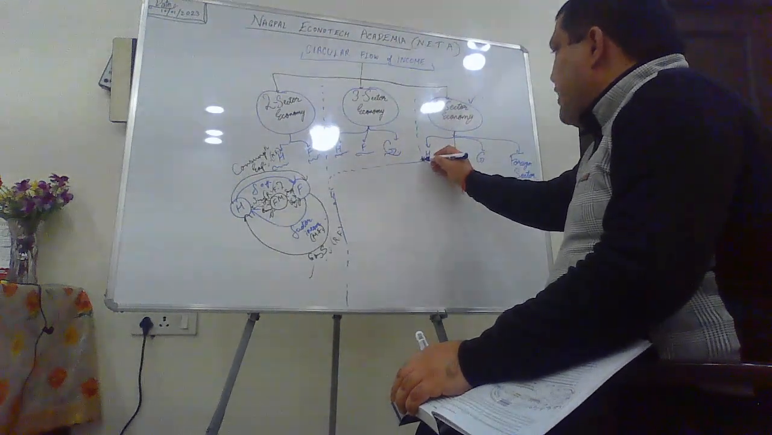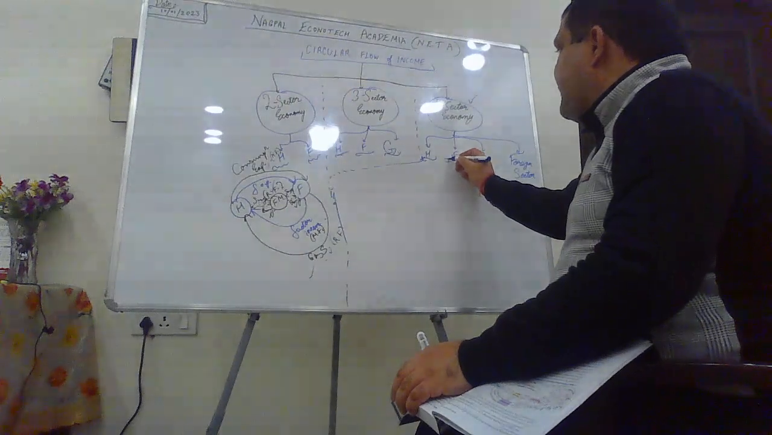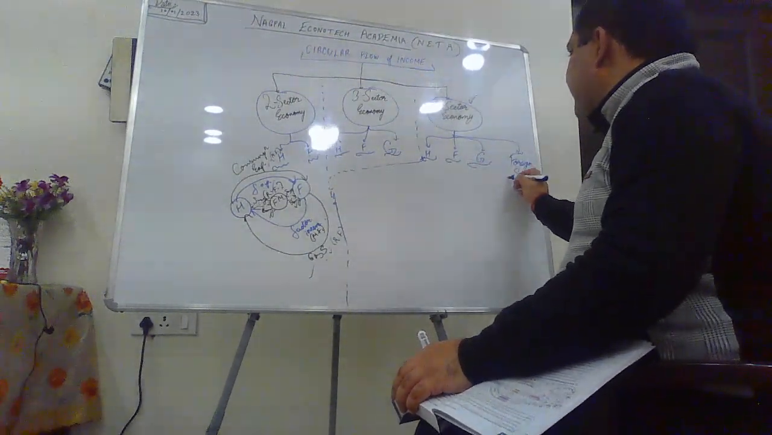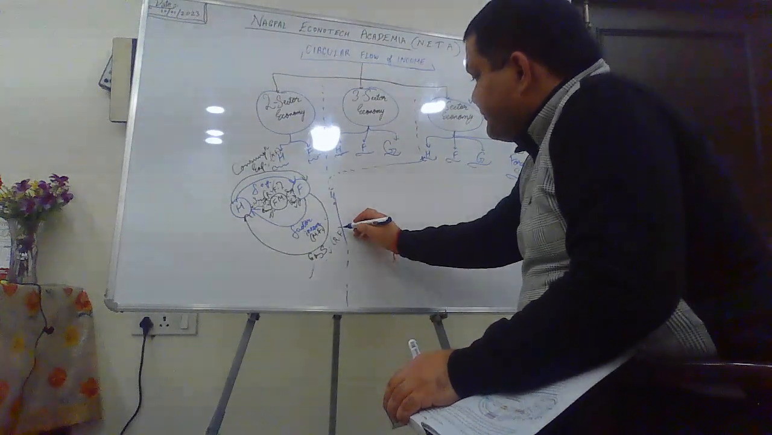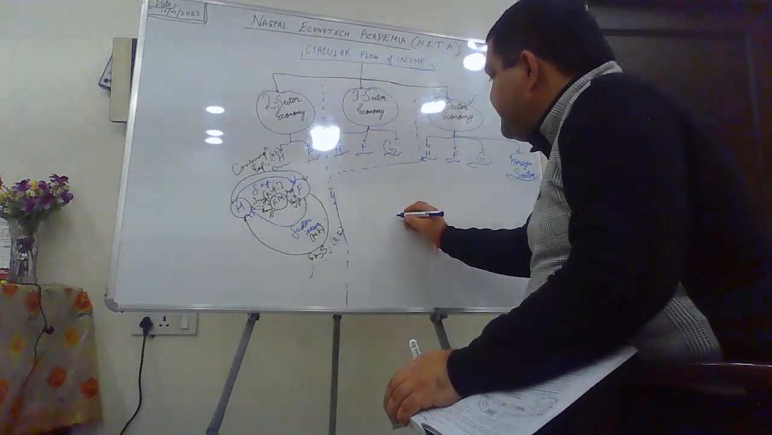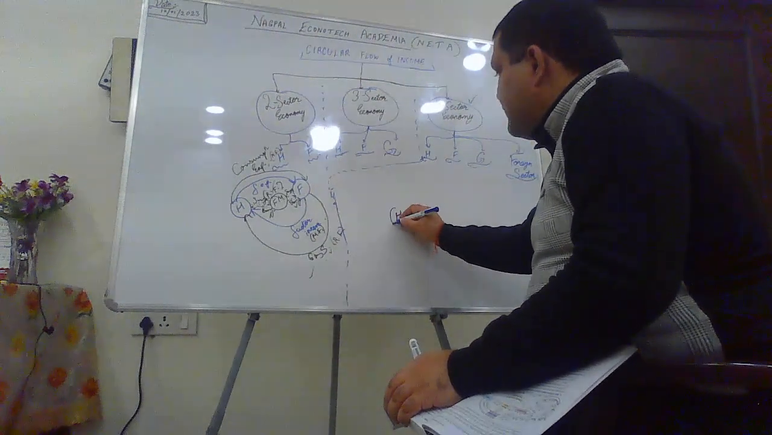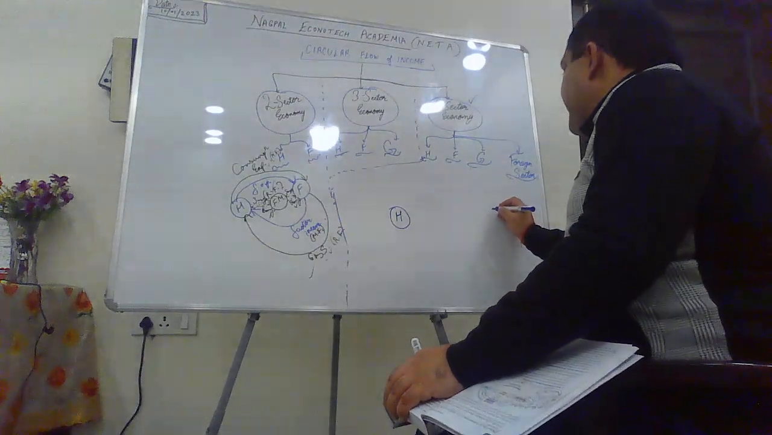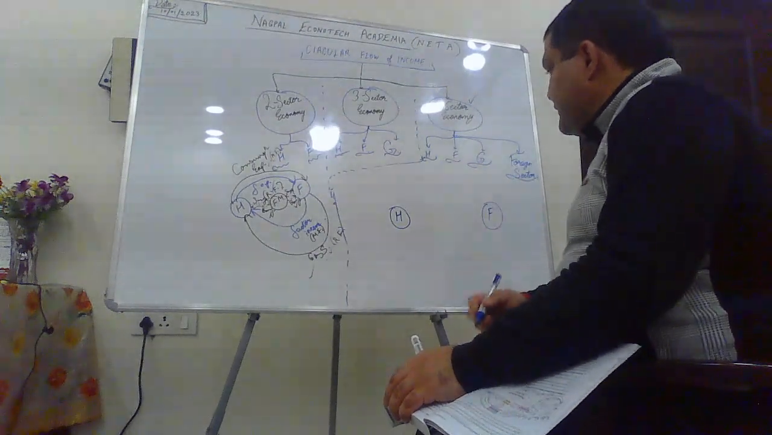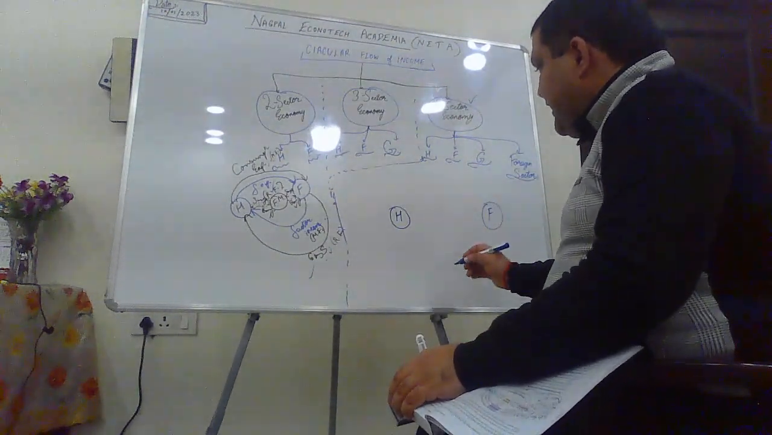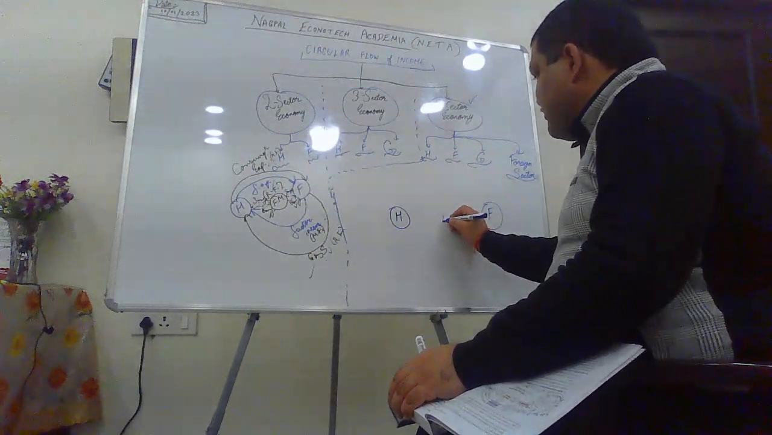So in the four sector economy, we would have the household sector, firm sector, government sector, and the foreign sector, right? So this is the household sector, this is the firm sector. So basically, and this is the financial market.